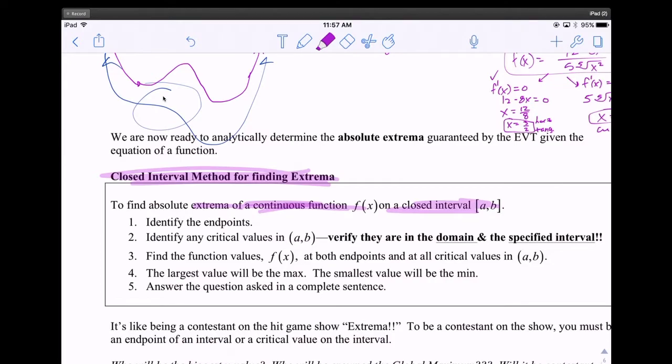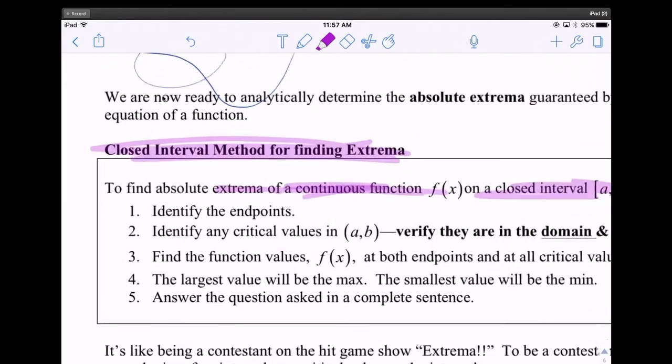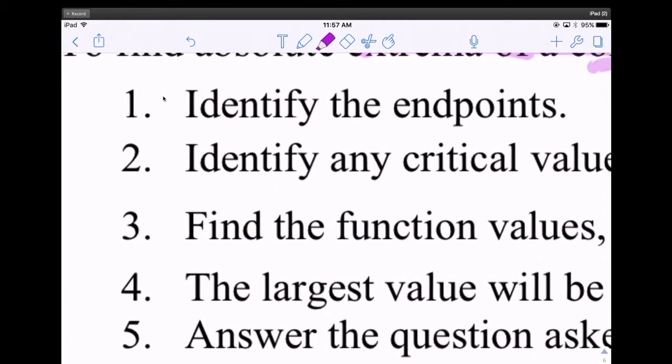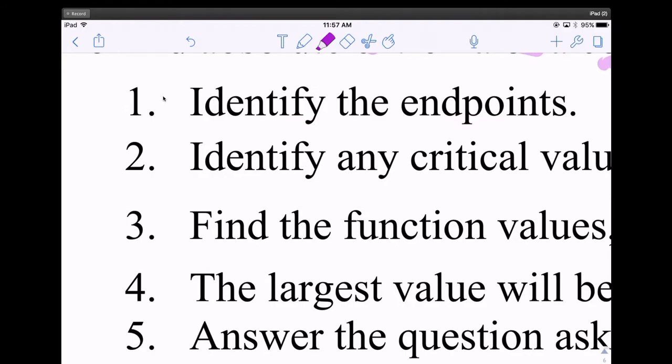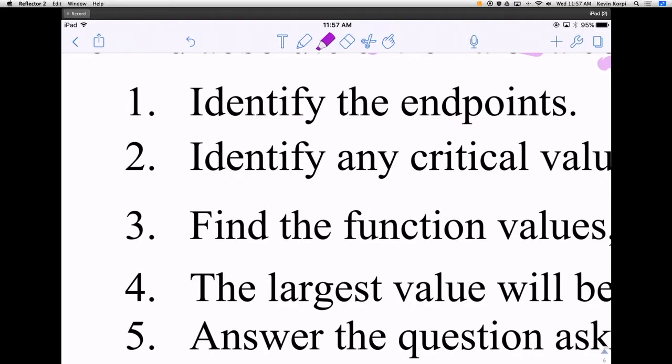So here's the easy way to find the absolute max or min for a continuous function on a closed interval. Step 1, identify the endpoints. How hard is that going to be? That's going to be super easy because they're going to actually give you the endpoints. Here they are, and you just have to say, there's one, there's the other. Point to them, whatever.